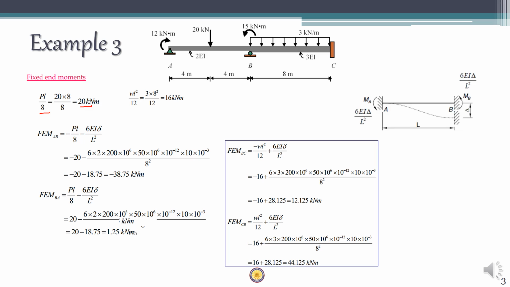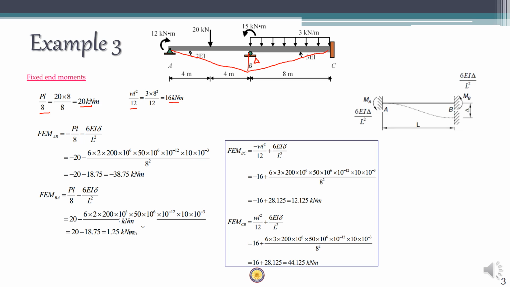And FEM due to UDL is WL square by 12 in the second span. So W is 3, L is 8. Substituting, we have 16 kN-m FEM due to UDL as well. The next part is to find the value of the fixed moment when you have a support settlement. So B settles by 10 millimeters downward. The settlement is something like this, this is the pattern of settlement. This particular settlement is called delta, and it is given as 10 millimeters, 0.01 meters.